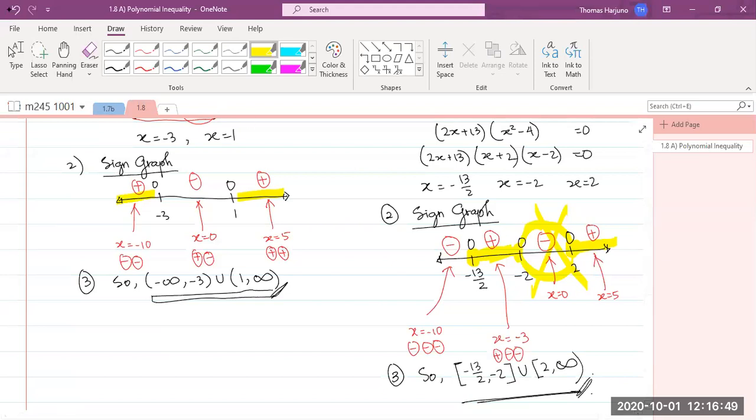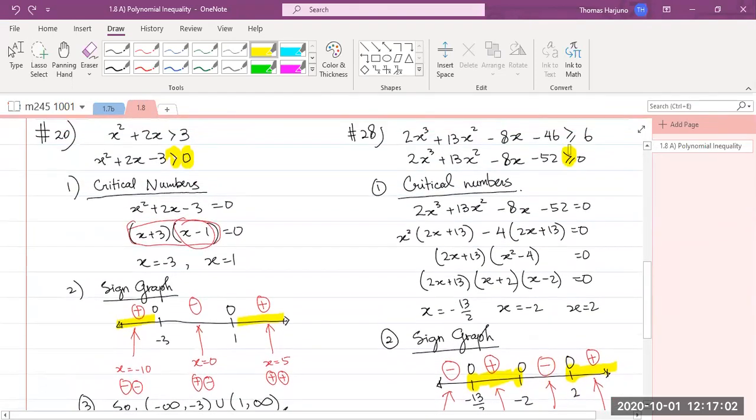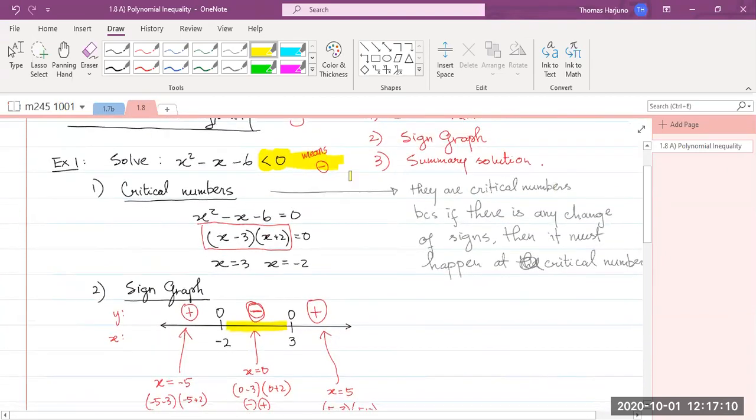Yes, sir. Between -2 and 2, it will give you negative. That's not what you want. How do we know we want positive or negative? From the original question: is it greater than or less than 0? In our example 1, we want less than 0. That's why I picked the negative part, not the positive part.